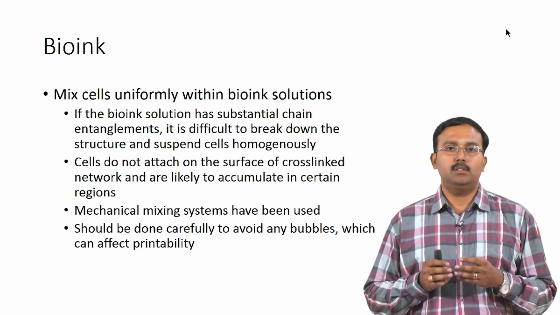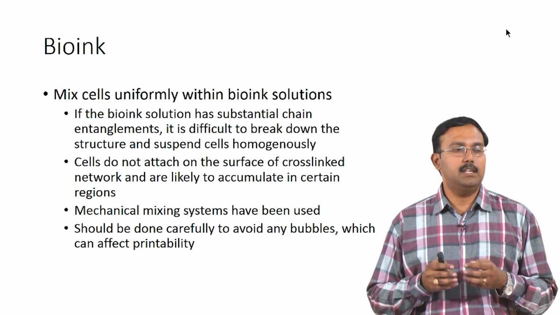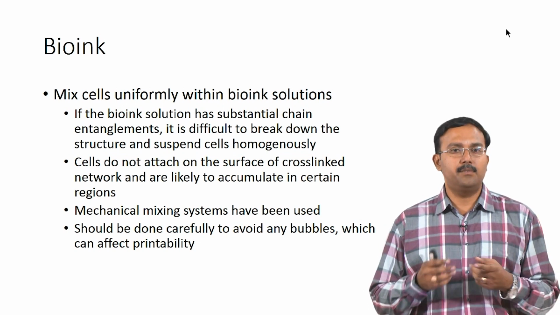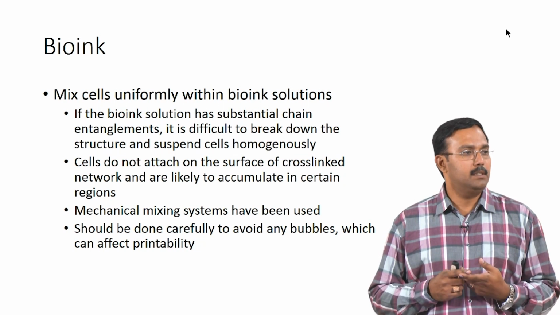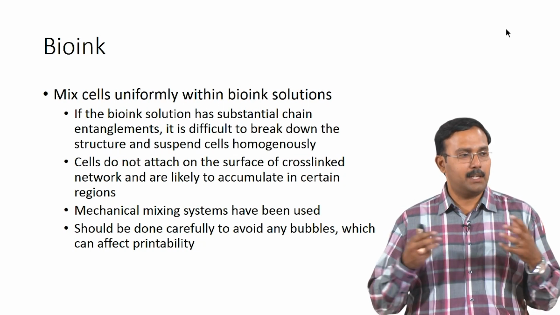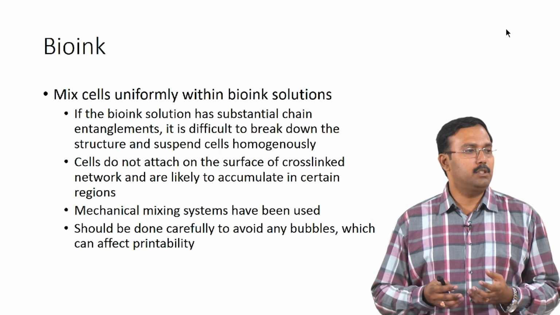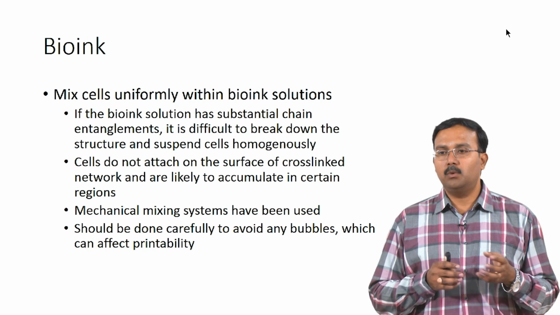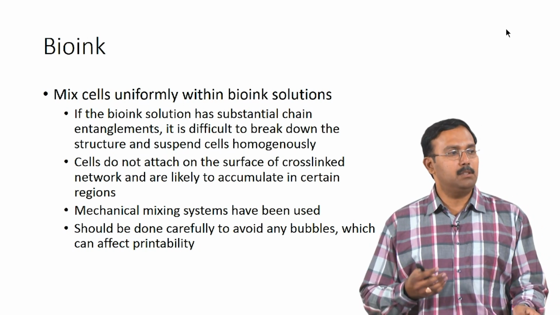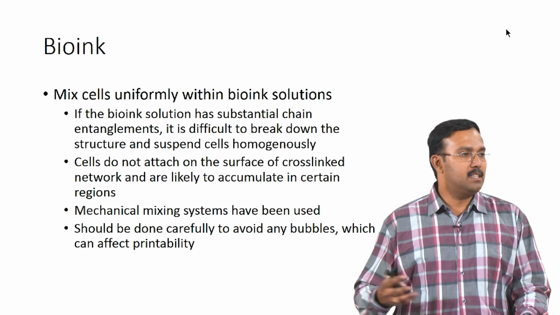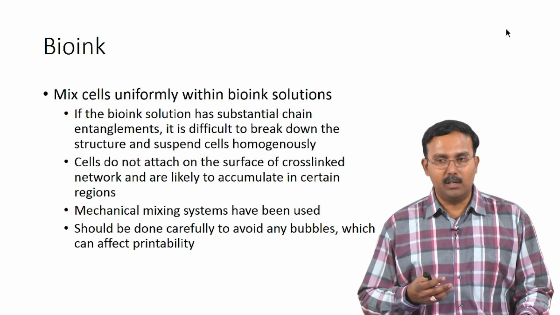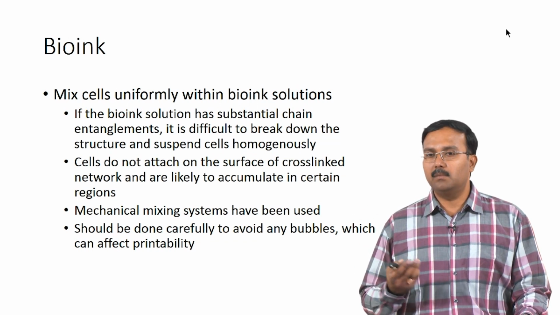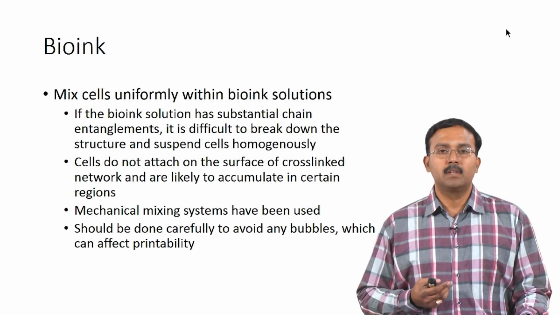So, cells do not attach on the surface of the cross-linked network and are likely to accumulate in certain regions. So, it will not be dispersed if you have too much cross-linking. But for getting uniform distribution, people have even tried mechanical mixing systems. While you are mixing it using mechanical mixing systems, you need to make sure that the shear stress which the cells encounter is lower, because the cells are shear sensitive and you would not want to just keep rotating them in a flask for a long time.